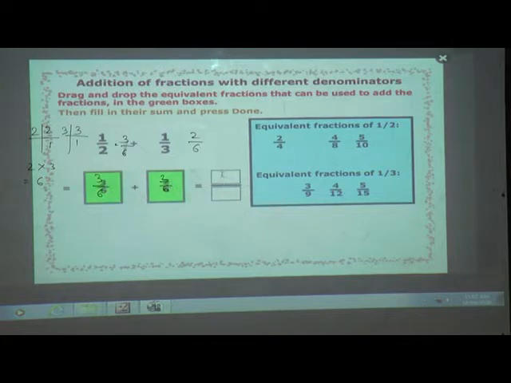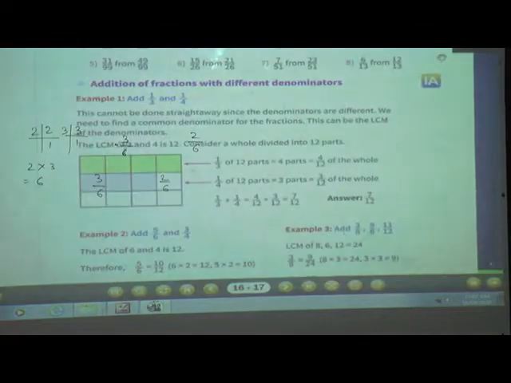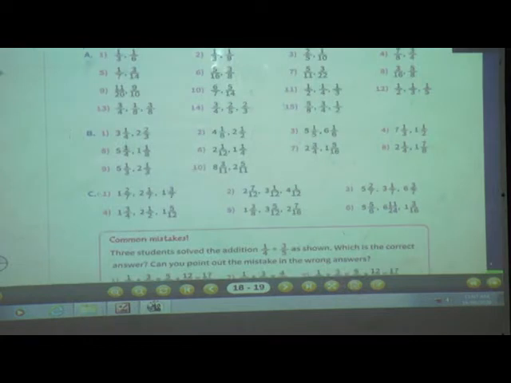Now when the denominators are the same, yes, this is correct. Okay, understood? In this way we are going to solve more sums. Yes, we have completed A question. Now B question we will solve. Now mixed fractions are there. Now we will solve mixed fractions.